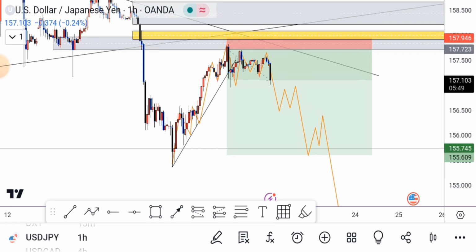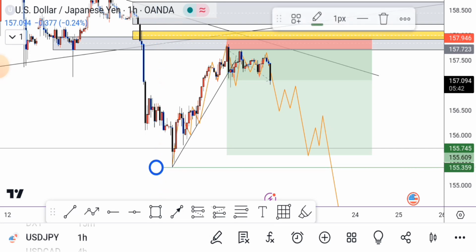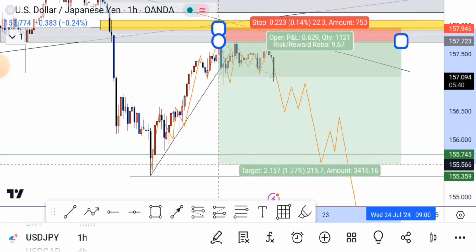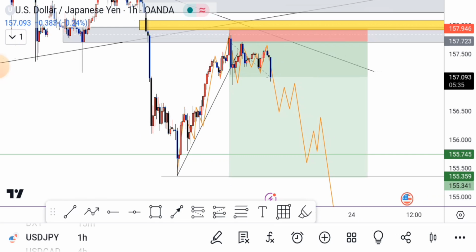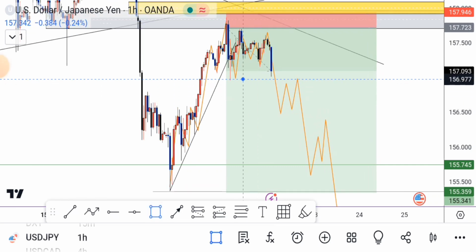That's what we are hoping price to do. Come all the way to the downside, target this low. So yeah, guys, this is what we are looking for and hoping price to do.